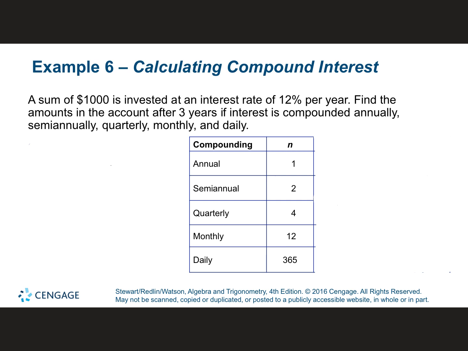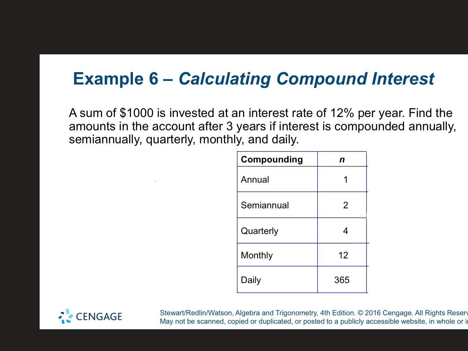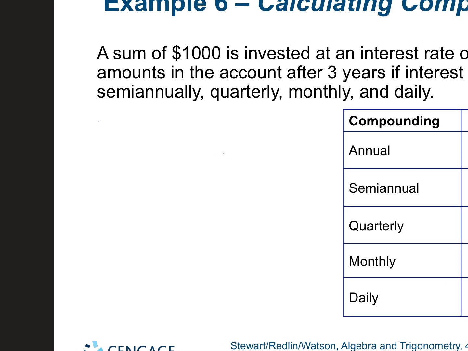So it has them all listed again on the next page. It doesn't list weekly here, but now we know weekly would be 52. So this question says, a sum of 1,000 is invested at an interest rate of 12% per year. Find the amounts in the account after 3 years if interest is compounded annually, semi-annually, quarterly, monthly, and daily. So let's start with annually.